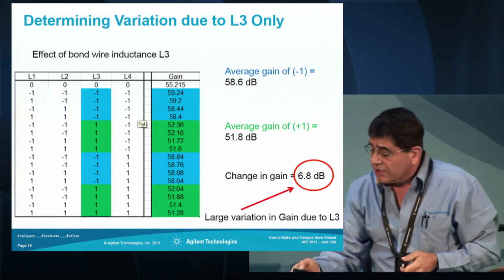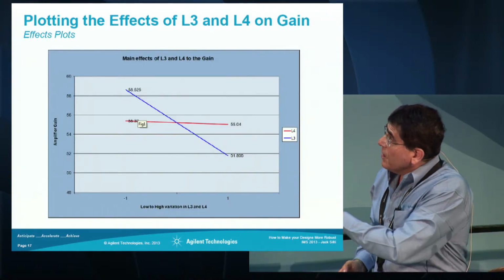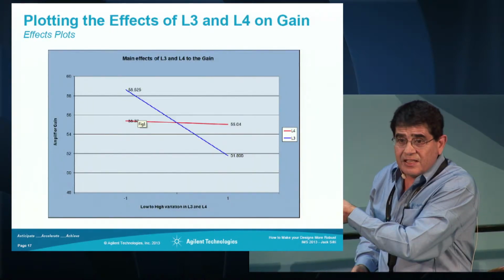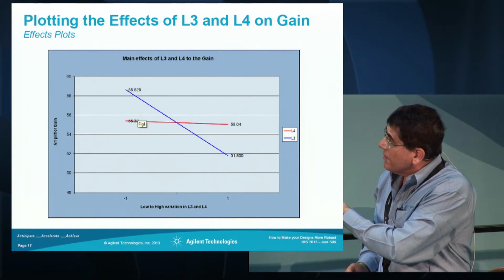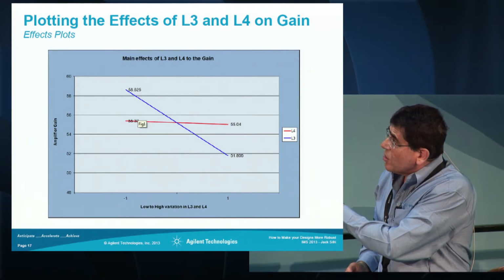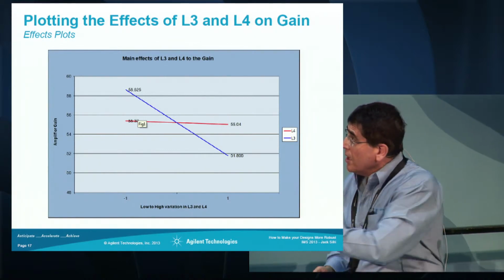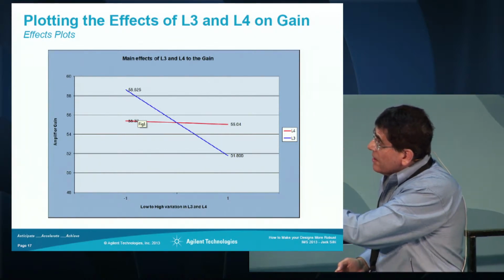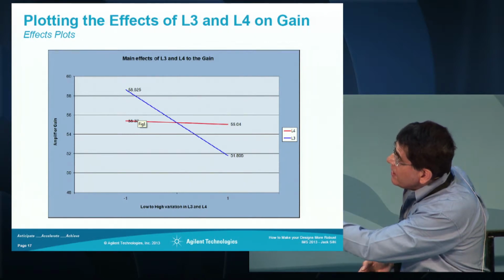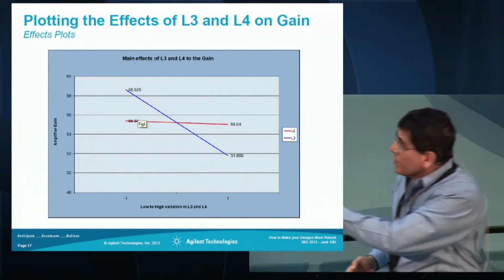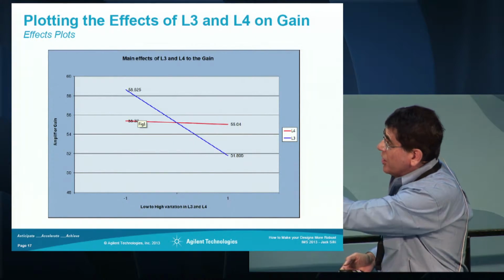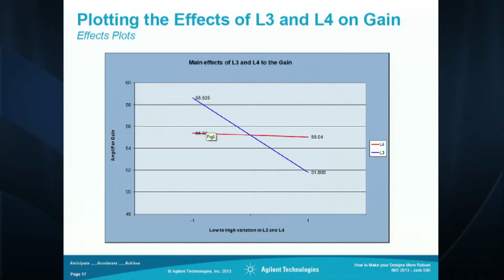So if I plot what I call the effects of L4 and L3, notice L4 is horizontal, no change in gain, it's 0.35 dB. But for L3, the gain changes from 58 to 51, so a big change between -1 and +1. Okay? That gives you an idea of what DOE is really telling you, where the sensitivity is.